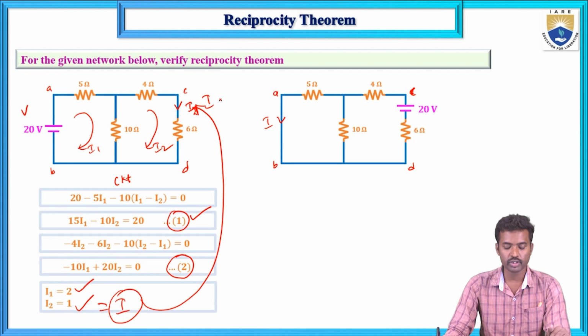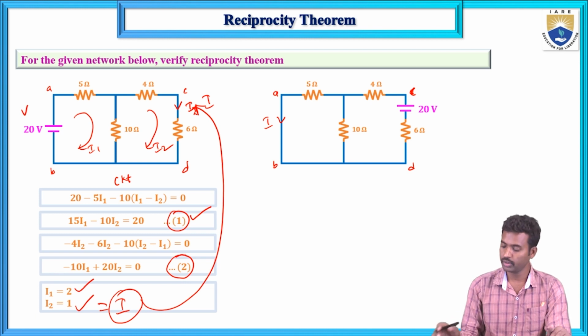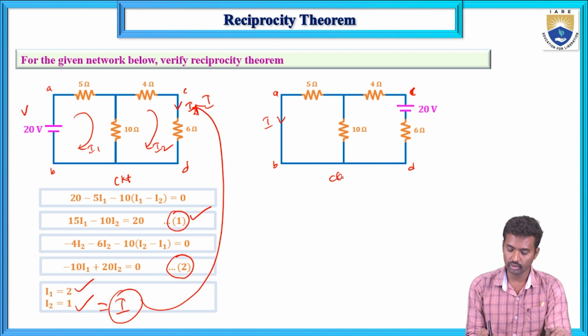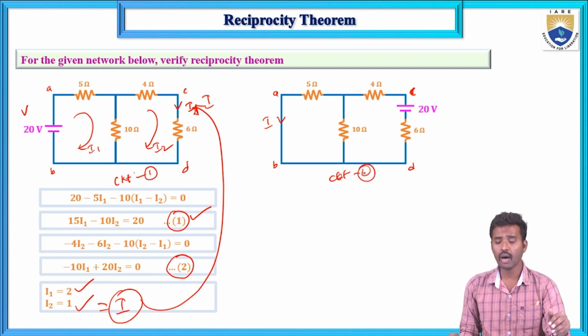Now first calculate the ratio of response to the excitation, so 1 and 20. Keep it aside. Next, the second circuit. This is circuit 1. This is circuit 2. Apply KVL.